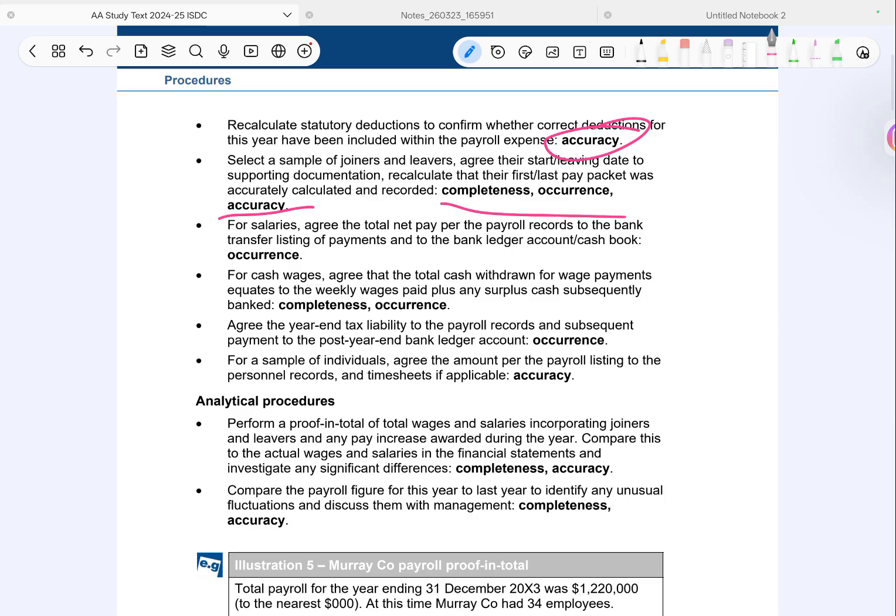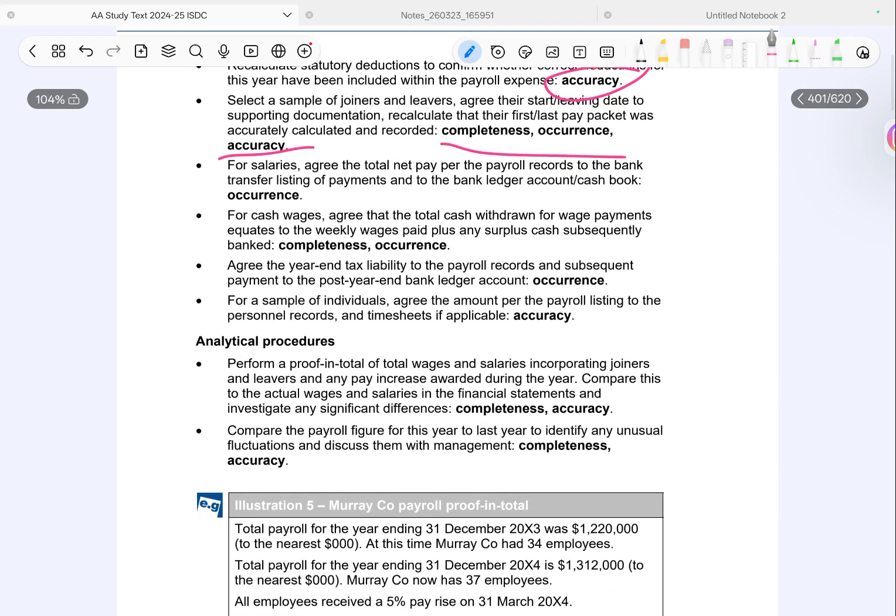For cash wages, cash withdrawals are traced to wage payments, and any surplus cash is checked to ensure it has been correctly returned and recorded, confirming completeness and occurrence. The year-end tax liability is agreed to the payroll records, and subsequent payments are verified using post-year-end bank statements. For a sample of employees, payroll records are agreed to the personal files and timesheets to confirm accuracy.